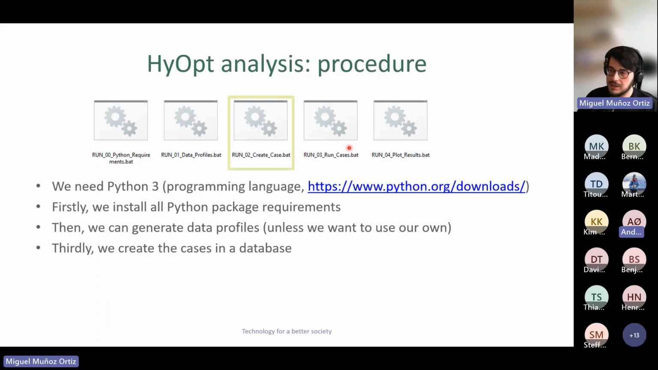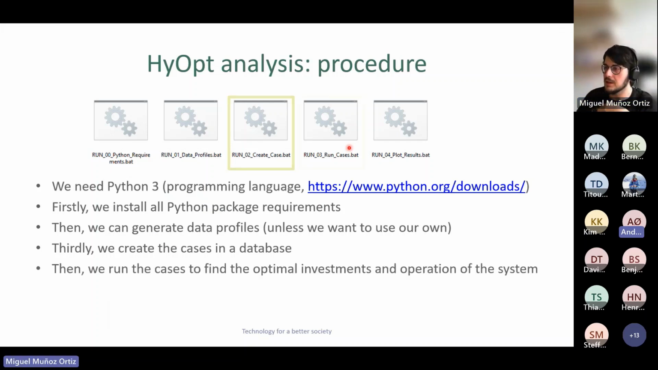So once you create your case, I will read the JSON, create the case in the database, and then you click on run the cases. It will find, for each of the seven cases I presented before, the optimal investments or operation of the system for the given conditions we set.